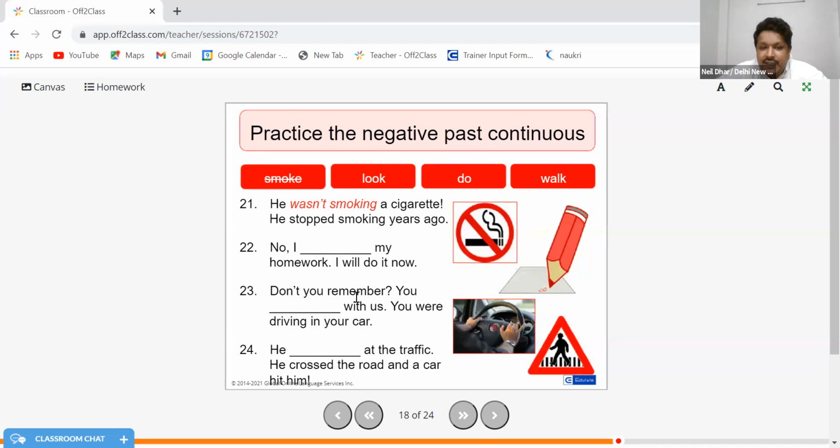Now we are using weren't here because we are using you. If you remember, the only exception in singular subjects is you. So we use were. In this case, negative, so we use weren't. Don't you remember you weren't with us? You were driving in your car. He wasn't looking at the traffic. He crossed the road and the car hit him.